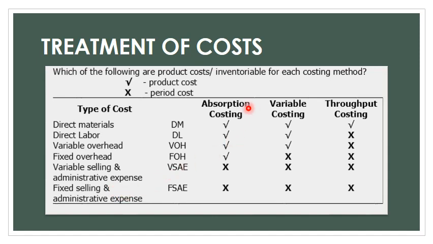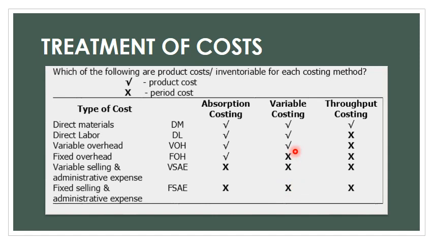So, under absorption costing, sabi natin kanina, yung inventoriable or product cost, lahat ng manufacturing cost. So, may check dito ang direct materials, direct labor, variable overhead, fixed overhead. Then, period cost na si variable and fixed selling and admin expenses. Pagdating naman sa variable costing, hindi natin ini-include si fixed manufacturing overhead doon sa inventoriable or product cost. Kaya ang may check lang si direct materials, direct labor, and the variable overhead cost. All other expenses are treated as period cost or expense immediately.